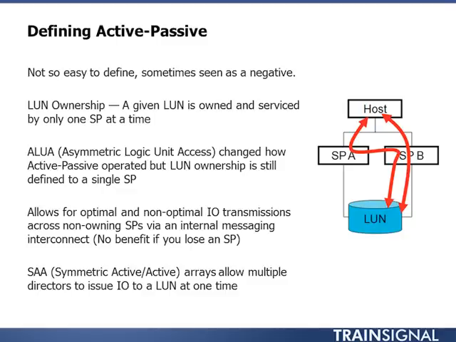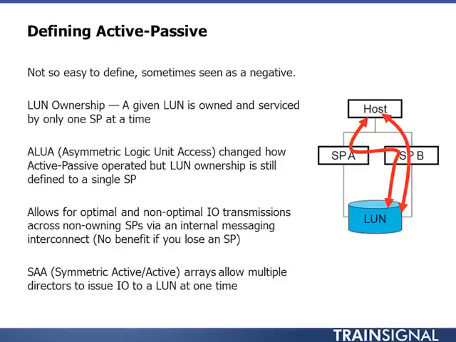Now, defining an active-passive array. When you think of, at least from the Clarion perspective, if you ask anybody from EMC, they may say that really that active-passive terminology went away when the CX went away and the VNX replaced it. It's hard to say that. Active-passive is really not as easy to define as you would think. Sometimes it's seen as a negative.